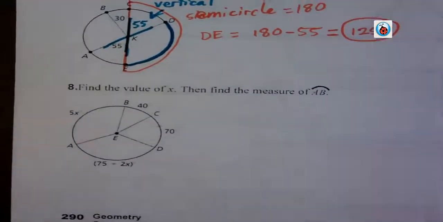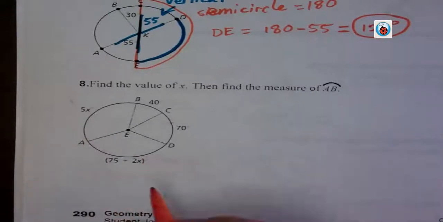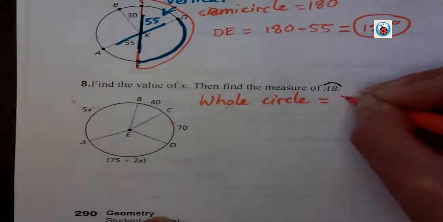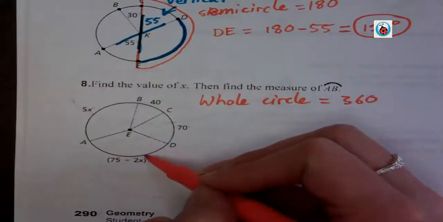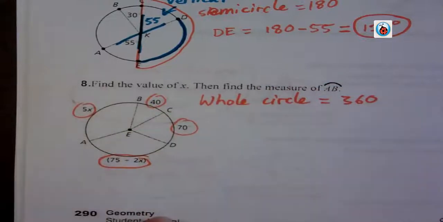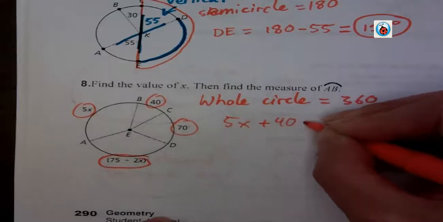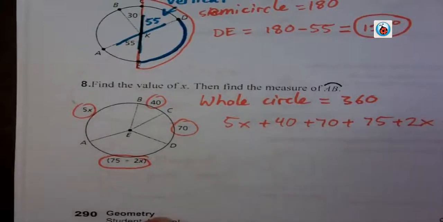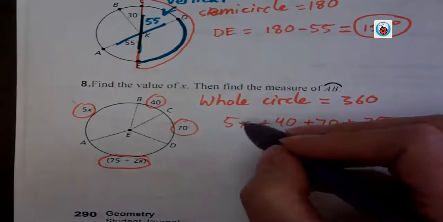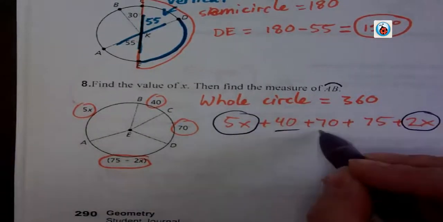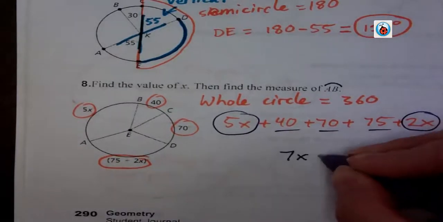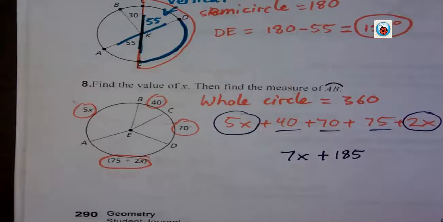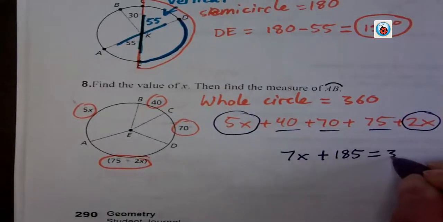Alright, the next type of problem just has one extra step where we have to find the value of x. And so here I'm just going to recognize my whole circle equals 360. And so I'm just going to add everything up. They gave me every single part here. So I have 5x plus 40 plus 70 plus 75 plus 2x equals 360. Then I combine my like terms to get 7x plus 185 equals 360.